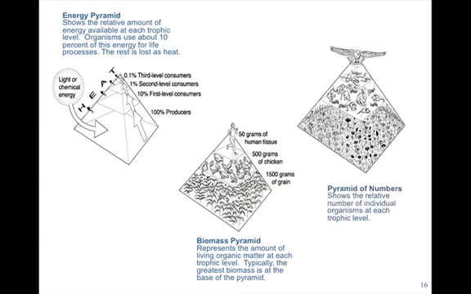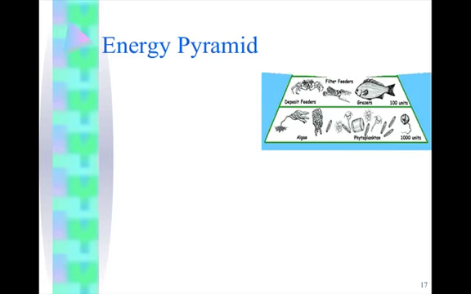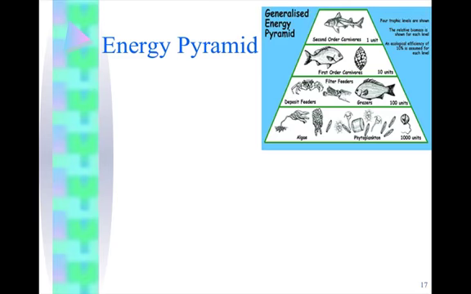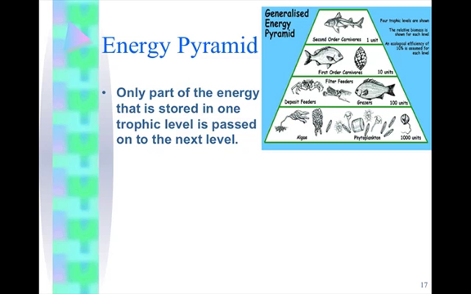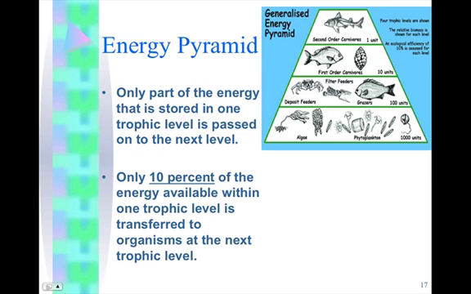The final ecological pyramid is a pyramid of numbers, and basically you're counting the number of individual organisms at each trophic level. So that's pretty simple to figure out. Now this is where you'll start to fill in your notes. Once again, the energy pyramid: only part of the energy that is stored in one trophic level is passed to the next. And that's the 10% rule. Only 10% of the energy available within each trophic level is transferred to the organisms in the next trophic level.